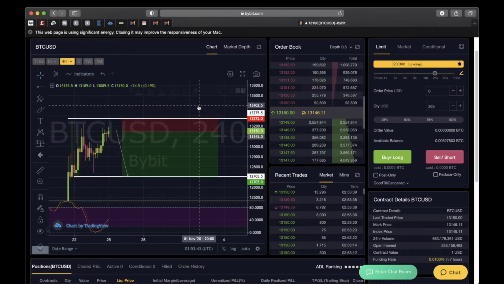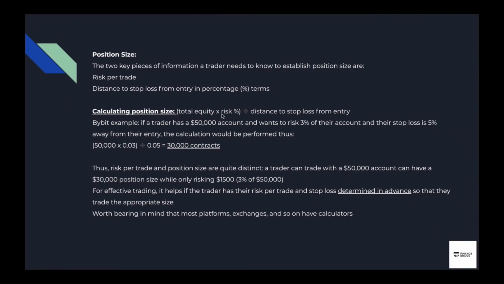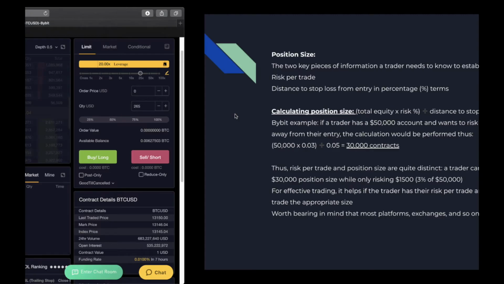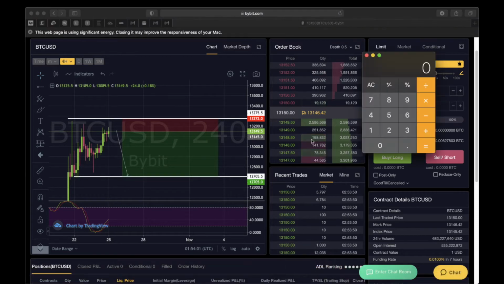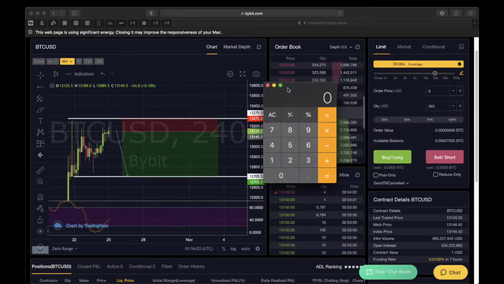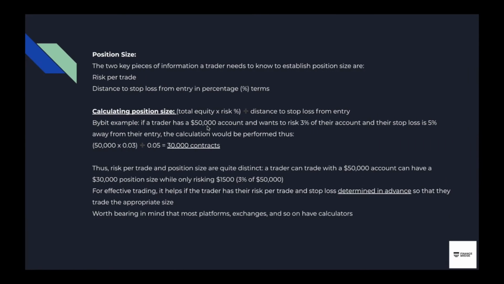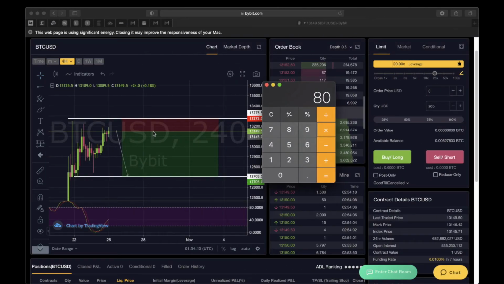Remember, in our course, total equity multiplied by risk percentage. Total equity is $80, multiplied by the risk percentage. The risk percentage is 5%. Remember, I don't want to be risking more than 5% of my total account, and 5% of $80 is $4.